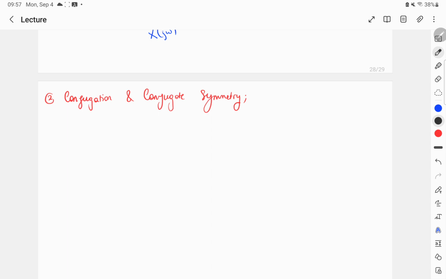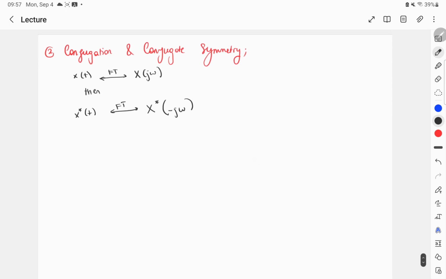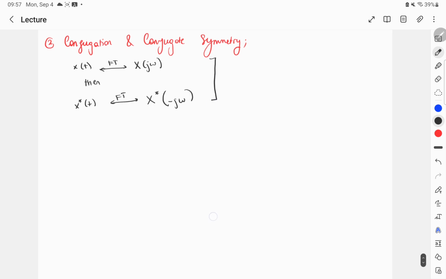Now, what does this property tell us? It tells us that if we have a function x(t) and the Fourier transform is capital X(jw), then the Fourier transform of x star (t) will be the conjugate of the Fourier transform, and we put minus also inside. So it tells us these two relations. And let me give you the proof of this property.